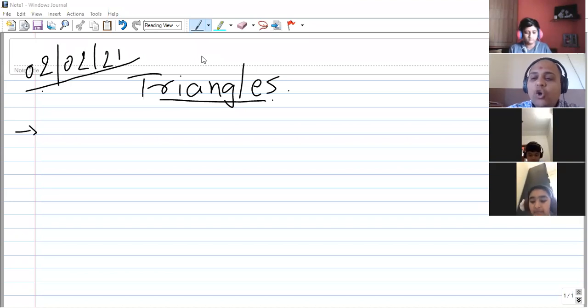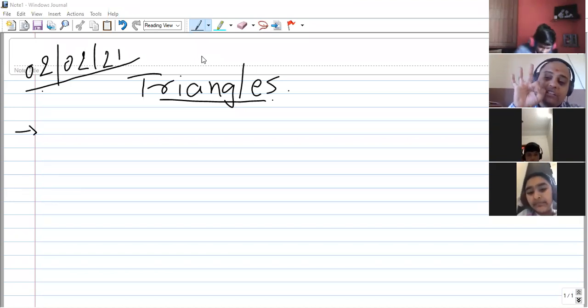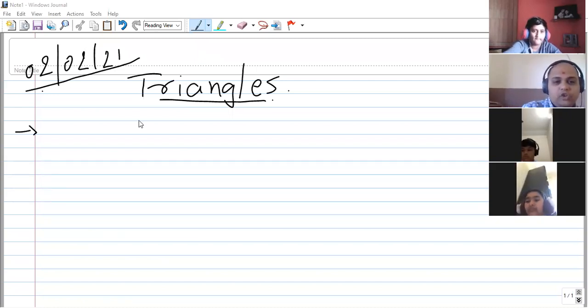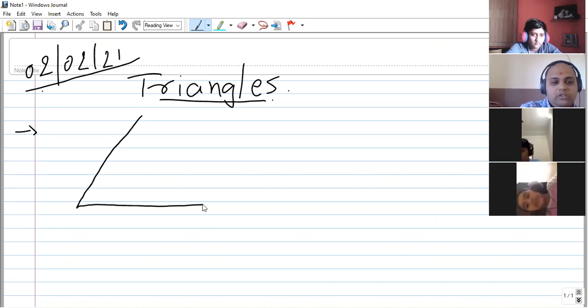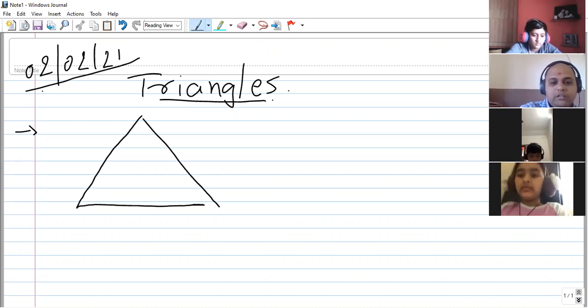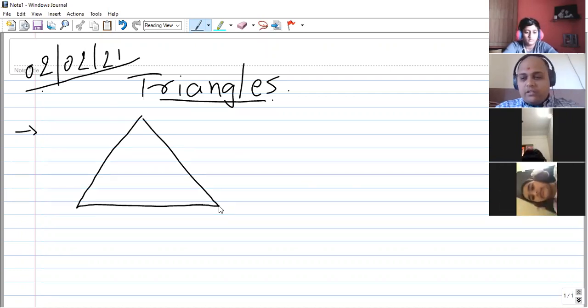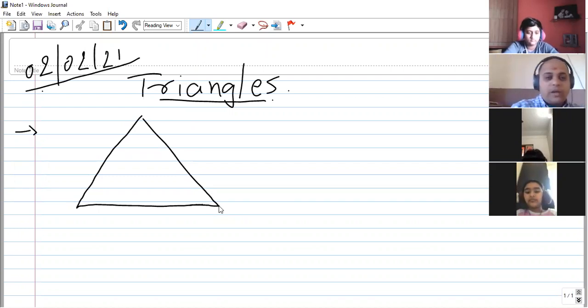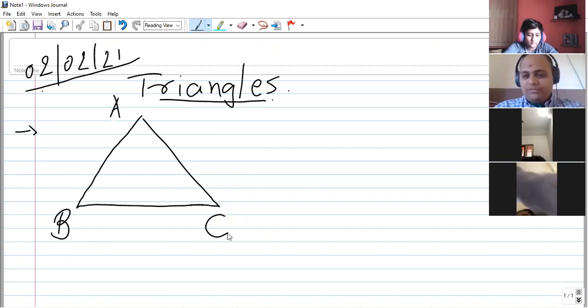Right, triangles. So what is a triangle? A triangle is a closed shape with three sides and three angles. Now I want you to use a scale and a pencil and draw a big triangle in your notebooks. Look at the way I have drawn it. There are three line segments, the three sides. I'm going to name them A, B, and C.